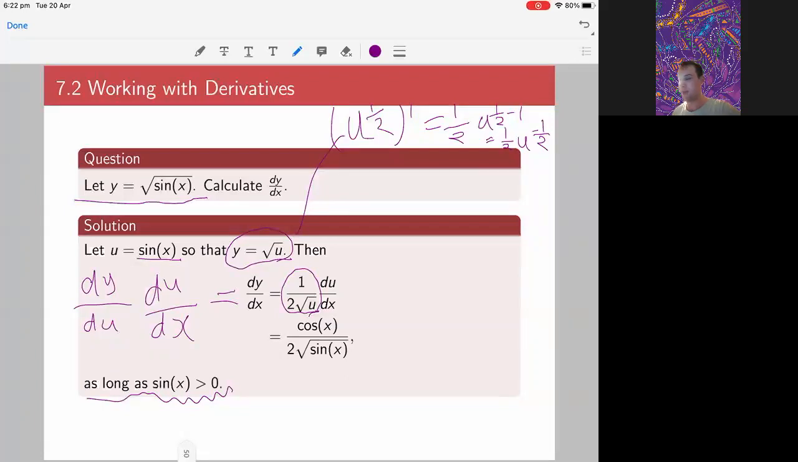But it turns out that being non-negative is not enough. We actually have to be strictly positive because we're dividing by the square root of sine of x now. We don't allow that to be 0. If sine of x is 0, then that is a point where the function does not have a derivative. Hope that's clear.